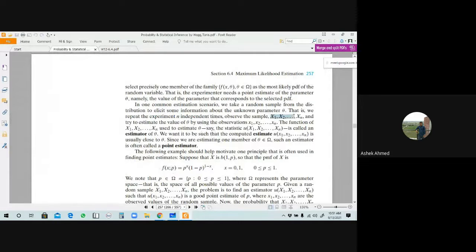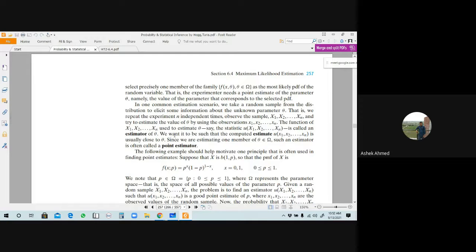Okay, X1, X2 up to Xn, and try to estimate the values of theta by using observations small x1, small x2, small xn. These are the corresponding values of capital X1 up to capital Xn here. The function of capital X1 up to capital Xn is used to estimate theta. Say that the statistic U of capital X1 up to capital Xn is called an estimator of theta. Then what estimator of theta will we get? The theta estimator will be in terms of the capital random variables X1 up to Xn. That will be called here a statistic.